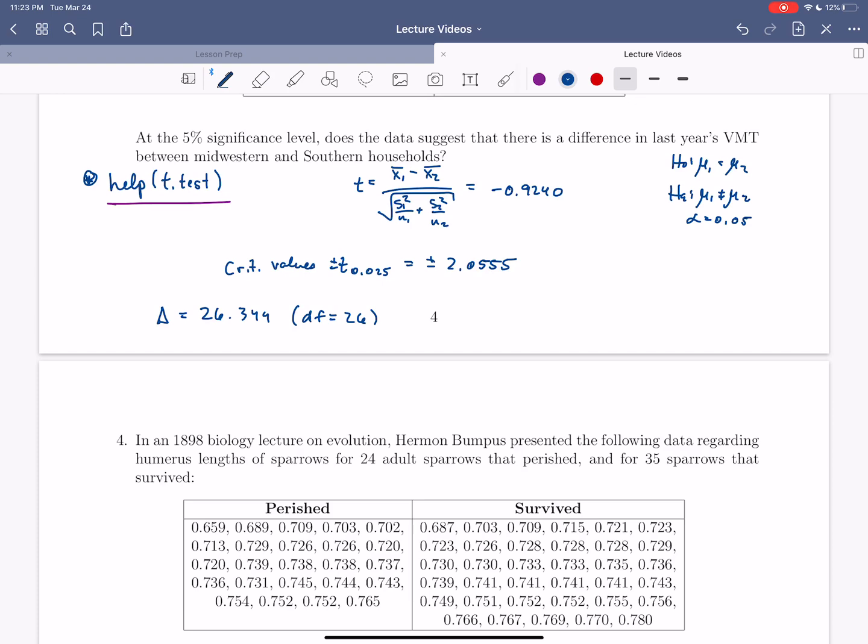And our test statistic is in the do not reject region, so we do not reject. Just to give you a little picture of that, we have 2.055. Here's my, as always, beautiful bell curve. So we have 2.0555, and likewise negative 2.0555. And we have our test statistic, negative 0.924, and that's right between the two critical values, so that means that we do not reject. That's our conclusion there.